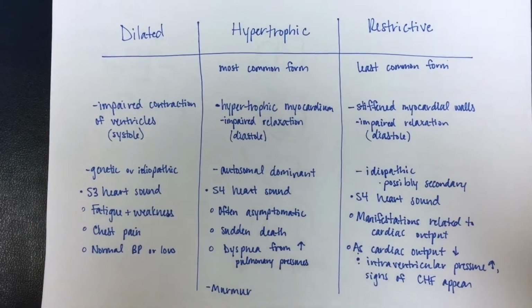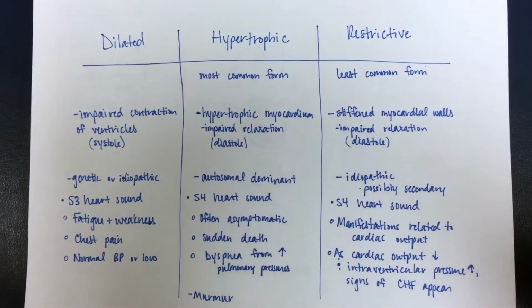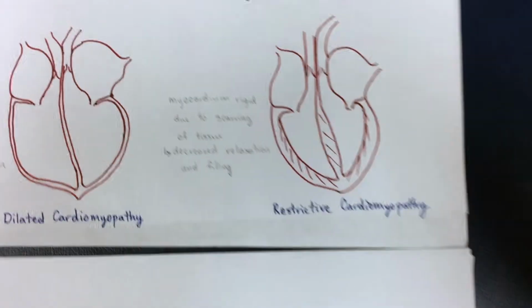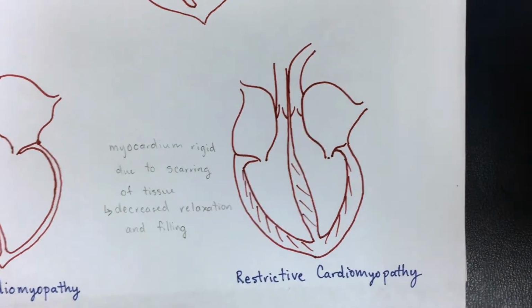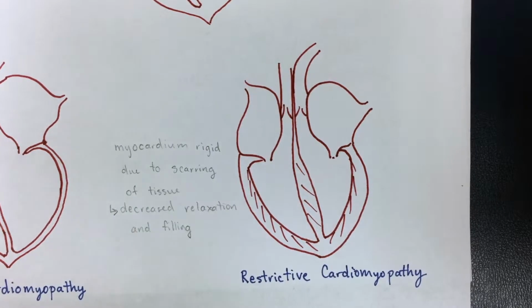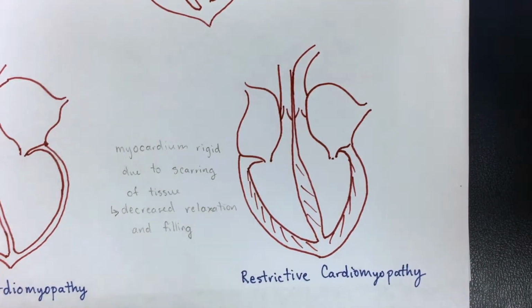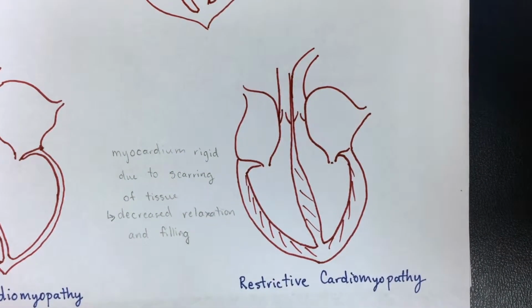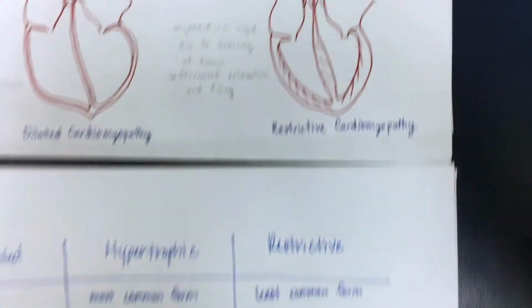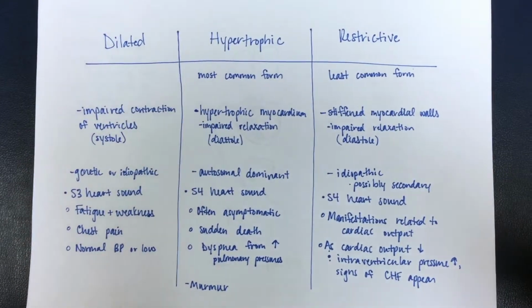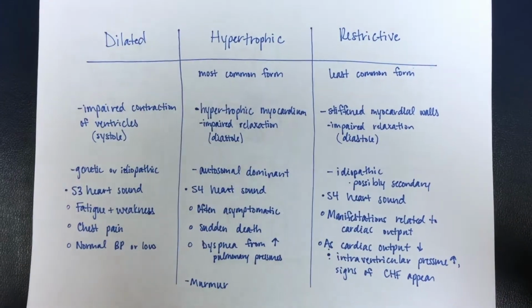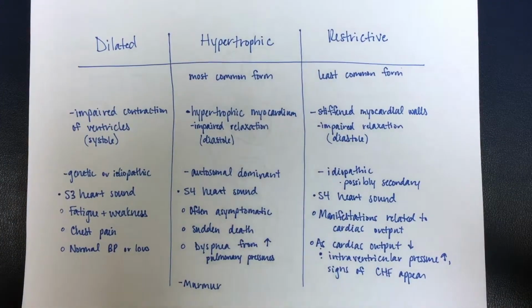And finally, we have restrictive cardiomyopathy, and this is a rigid myocardium, and this is due to scarring of the tissue, and it could be a secondary issue as well. And this is going to have a decreased relaxation and filling, and this is also going to lead to an S4 heart sound as well, just like hypertrophic, where you have that stiffness that the blood meets and it causes a different heart sound than the regular.